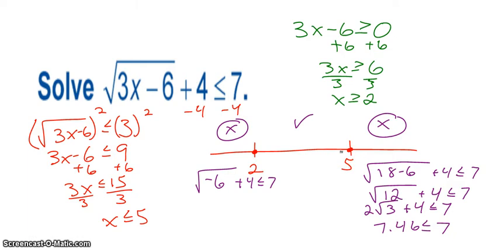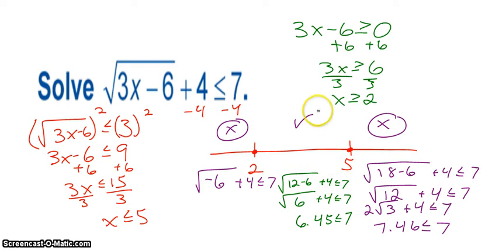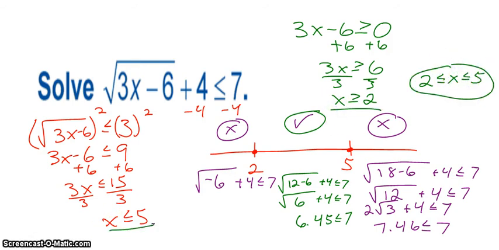So all we got to do is check that indeed values between 2 and 5 do work out. So maybe let's plug in 4. Now I've got 12 minus 6 plus 4 less than or equal to 7. Square root of 6 plus 4 less than or equal to 7. If I add these up in my calculator, I get 6.45 is less than or equal to 7. That is indeed true. So my final answer for this one, 2 less than or equal to x less than or equal to 5. Just as we got from both setting the radicand greater than or equal to 0 and solving regularly.